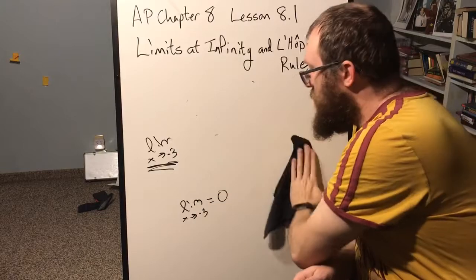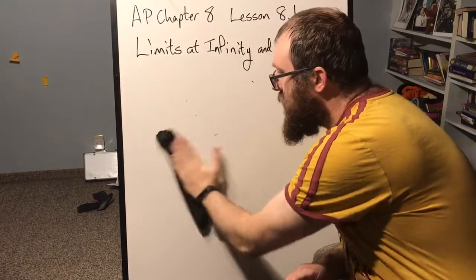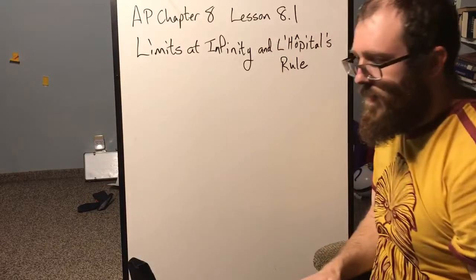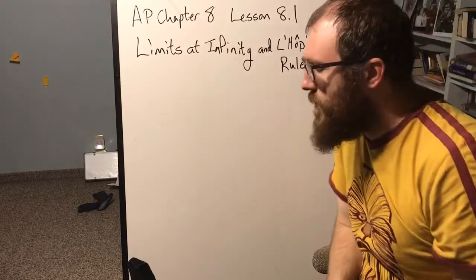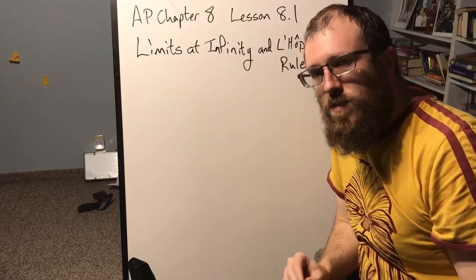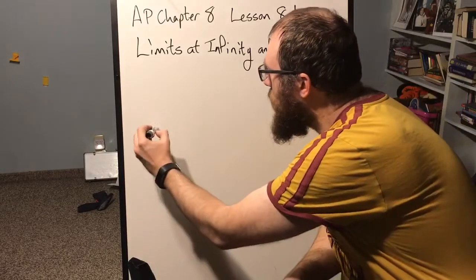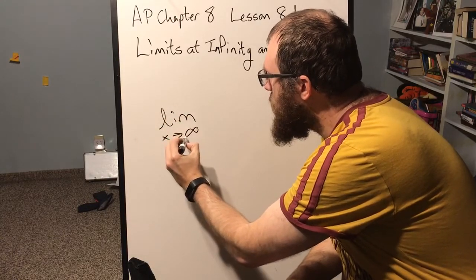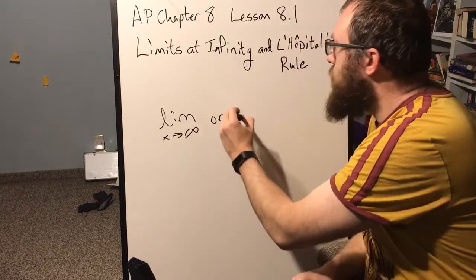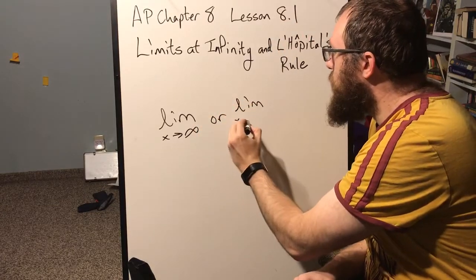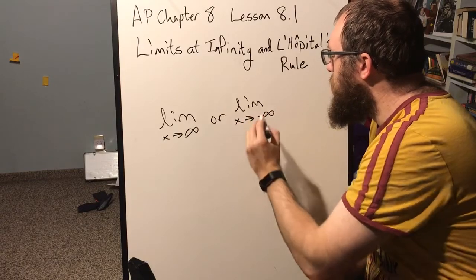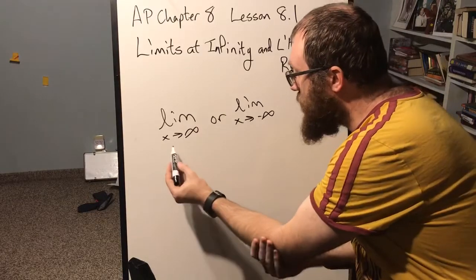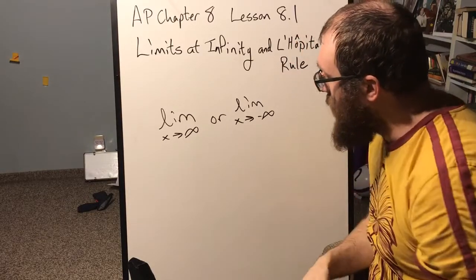But now what they're asking us to do is bring this concept to a new level. Instead of talking about limits at specific values, they want us to talk about the limit as x approaches infinity, or the limit as x approaches negative infinity. So, in other words, what's happening to the y values if I go way, way out in our functions?